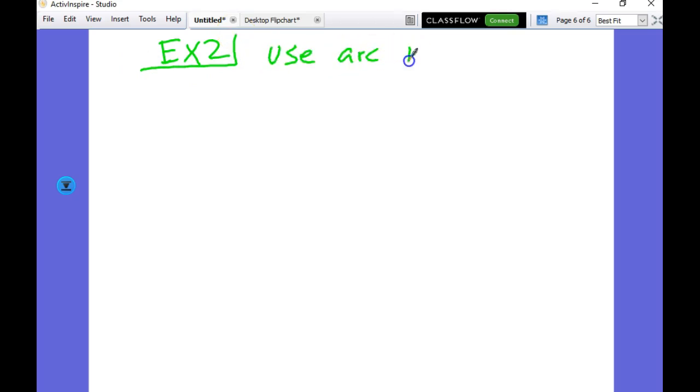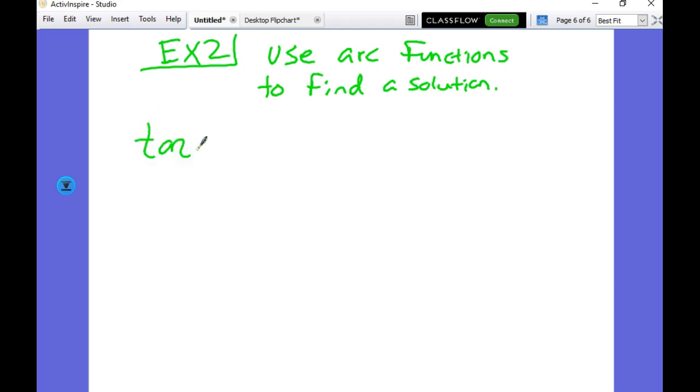Use arc functions to find a solution. So let's do an example here. Suppose I gave you tangent of theta is equal to, let's say, -3. Now there's no -3 on our unit circle tangent values. We have radical 3, right? But not 3. Which means we can't just figure this out.